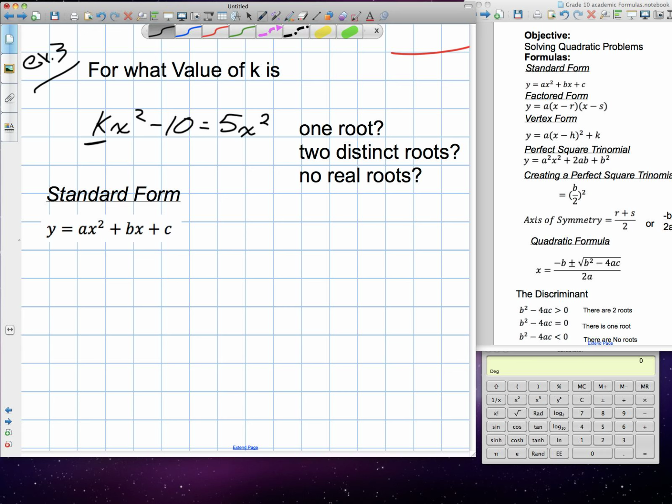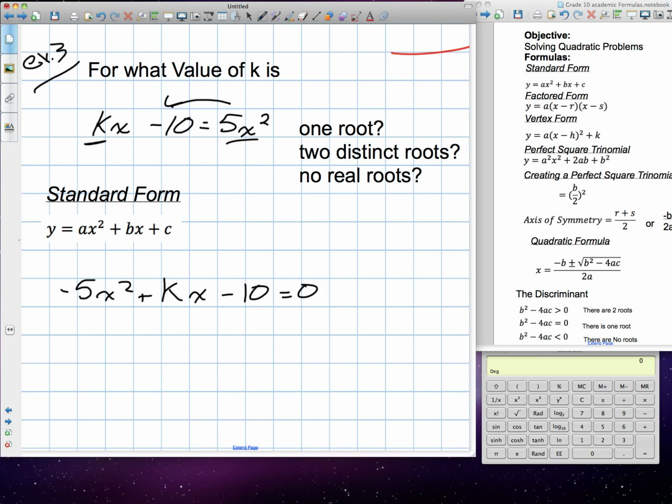I need to move the 5x squared. Oh, this comes negative. Sorry, that's not supposed to be squared. So once you move the 5x squared to the other side of the equation, it comes negative. So we get negative 5x squared plus kx minus 10 is equal to 0.